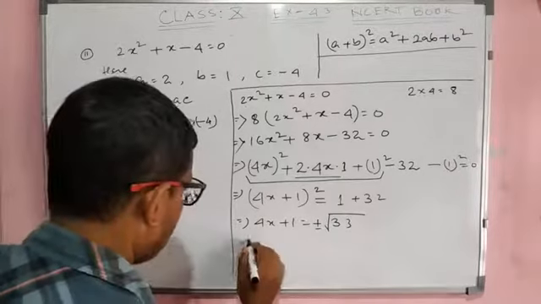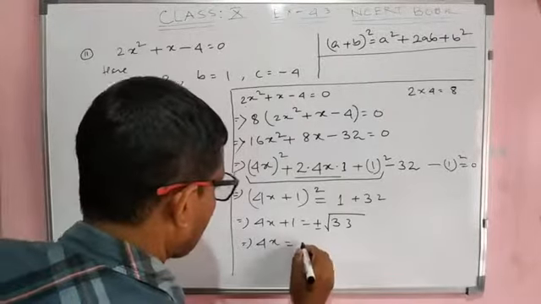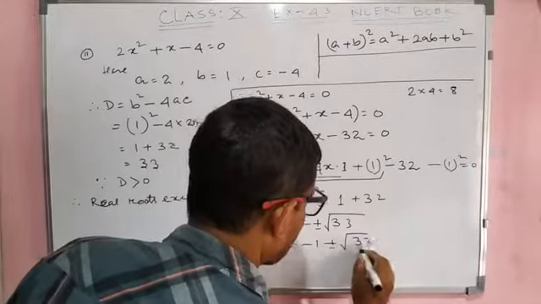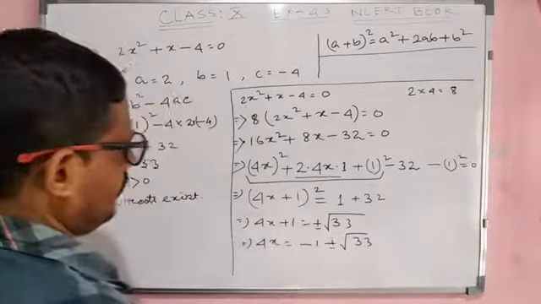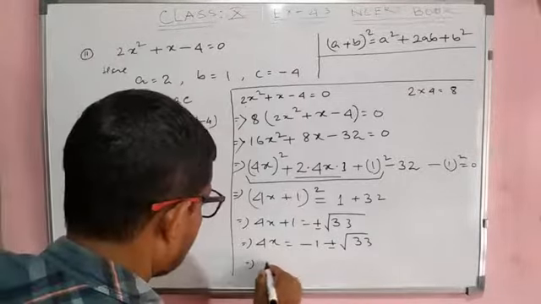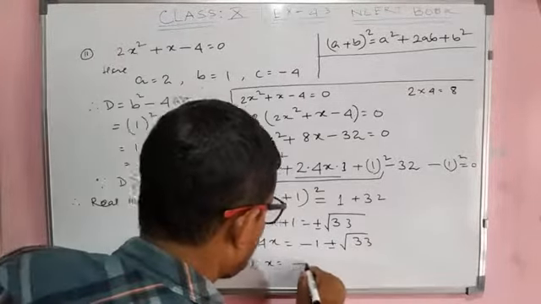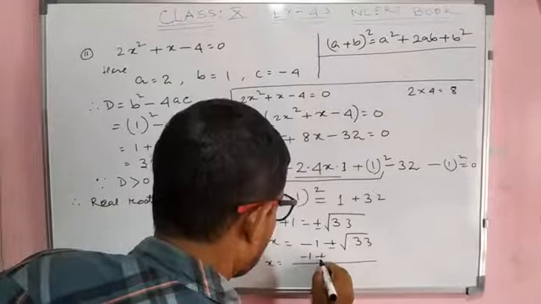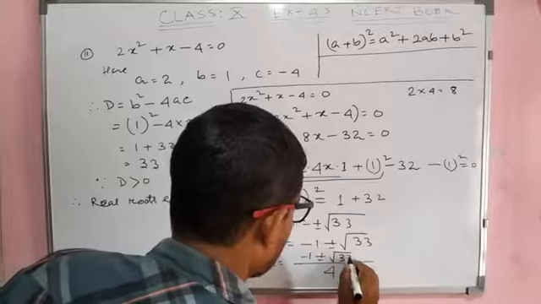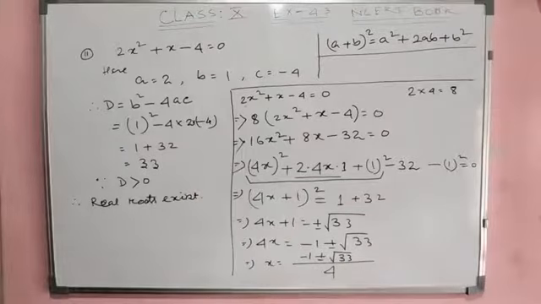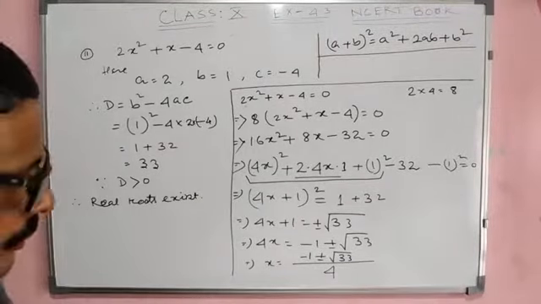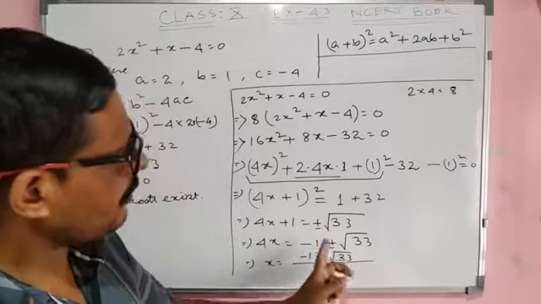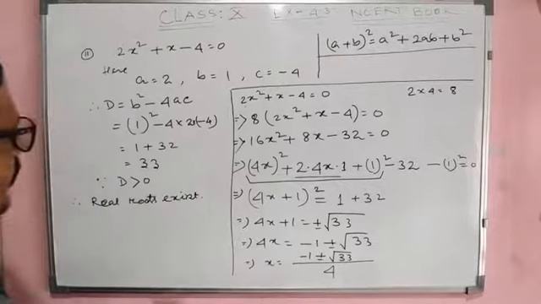So it will be 4x equal to minus 1 plus minus root 33. This 1 we transfer to this side. So now x equal to minus 1 plus minus root 33, divided by 4. We get x equal to this. 33 is not a perfect square number, so it will remain like this only. So we get the two roots.